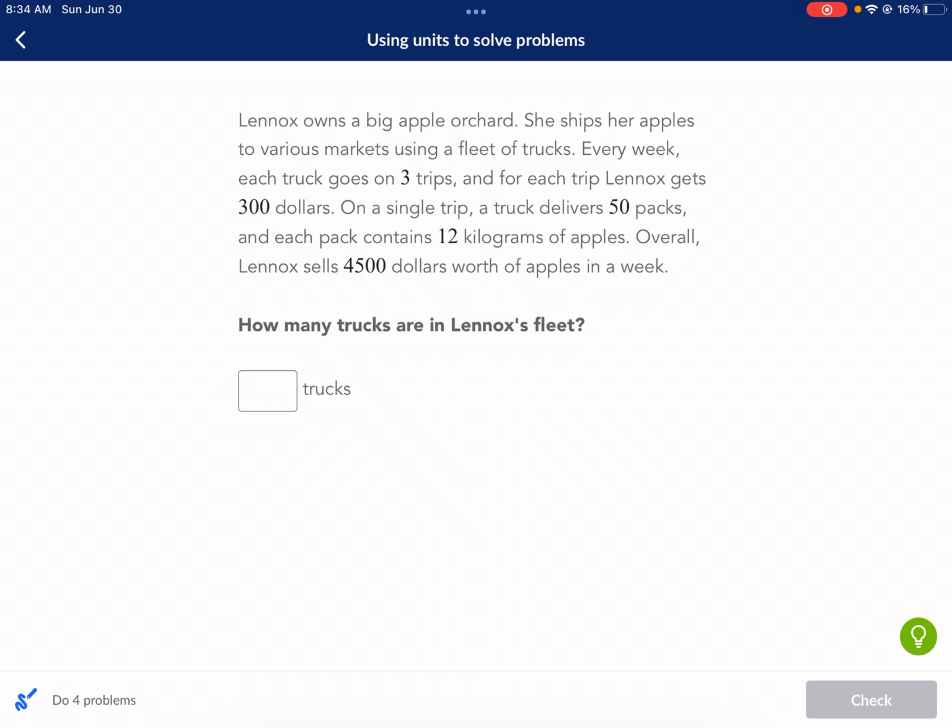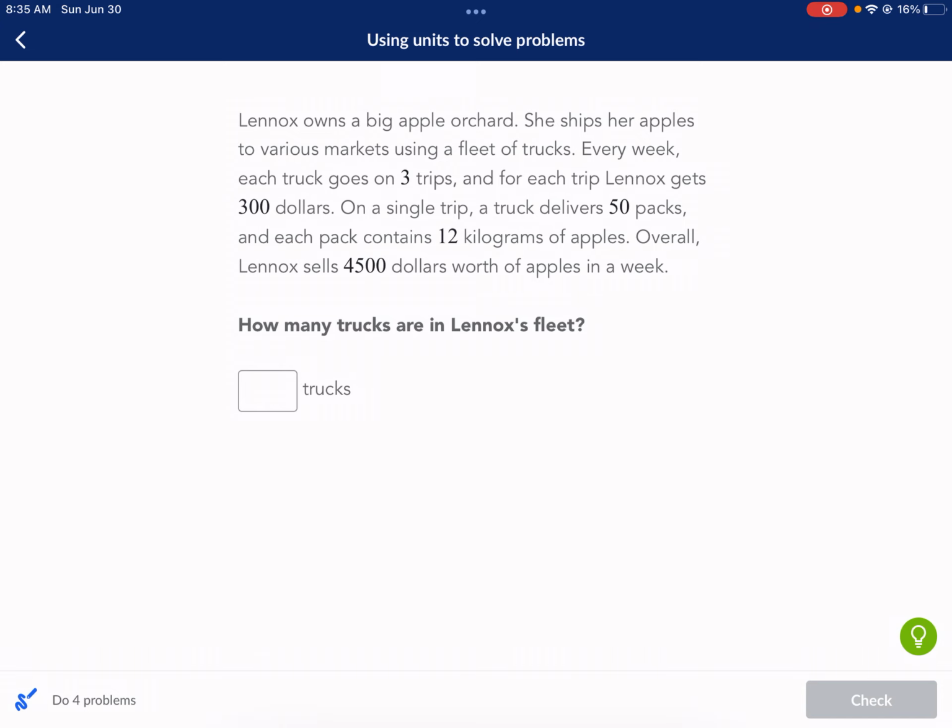Lennox owns a big apple orchard. She ships her apples to various markets using a fleet of trucks. Every week, each truck goes on 3 trips, and for each trip, Lennox gets $300. On a single trip, a truck delivers 50 packs, and each pack contains 12 kilograms of apples. Overall, Lennox sells $4,500 worth of apples in a week. How many trucks are in Lennox's fleet?